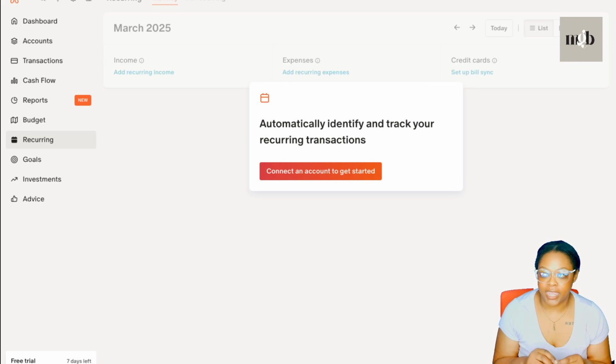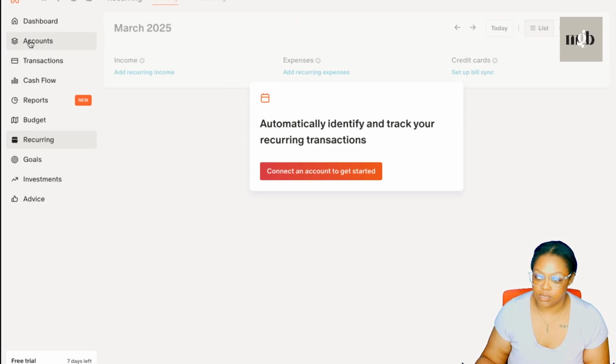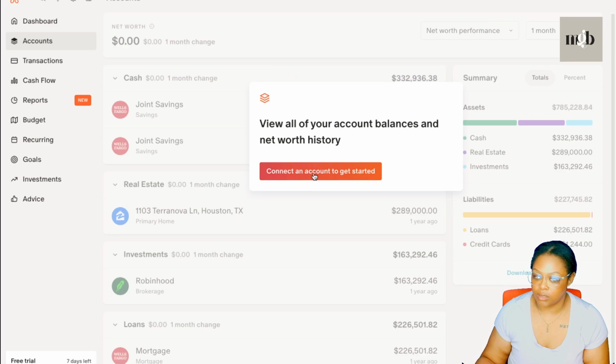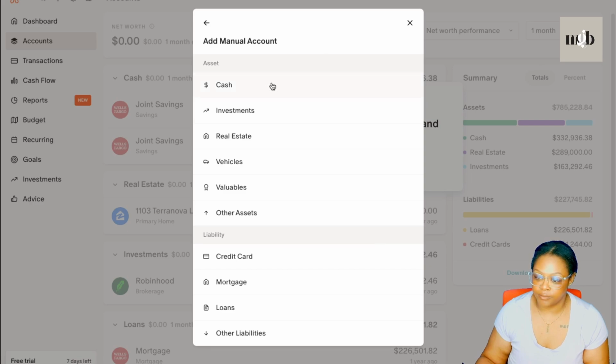Today is Saturday, March 8th. We're going to be starting at March 1st. So we're going to be entering everything as if it is March 1st so that we'll have a complete overview before the month gets away from us too much. So, connect an account to get started. I'm just going to click on that, but we're not going to do that. Add manual account, period.